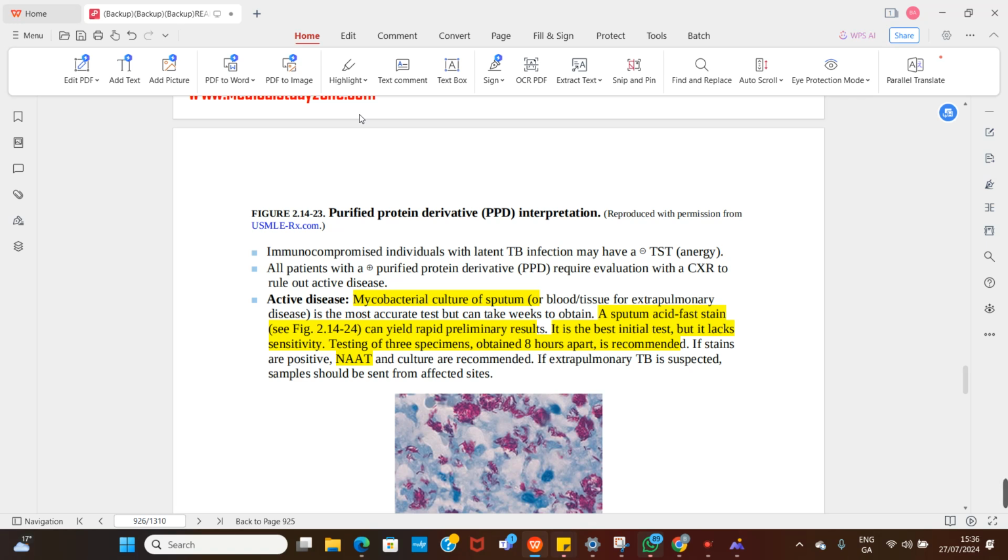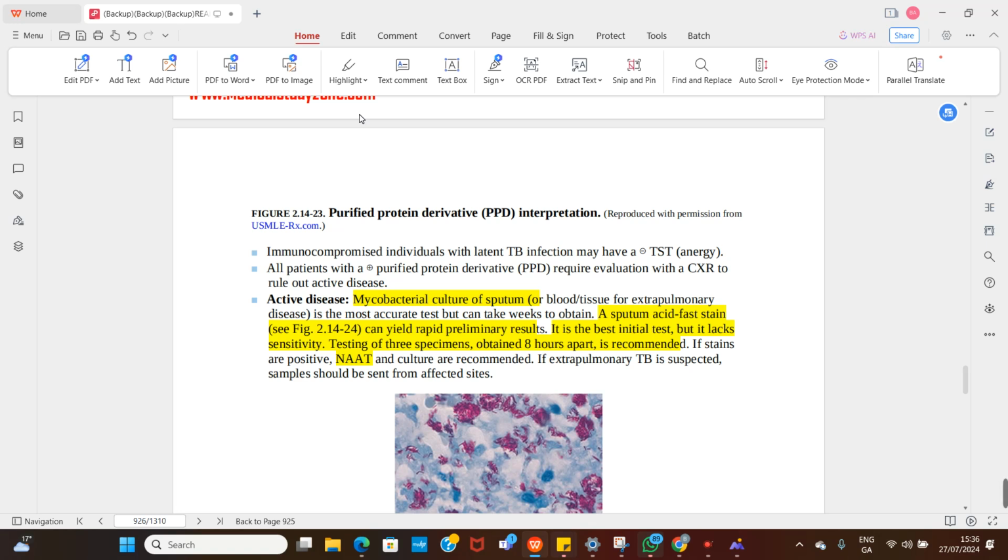Then you now collect specimen for NAT and also for culture. So sorry, I made a mistake. The first sputum you are collecting is to do your staining, your acid fast staining, but it is not sensitive, so you need to take 3. Then after that, you now have to test the sputum for your NAT as well as for the culture.